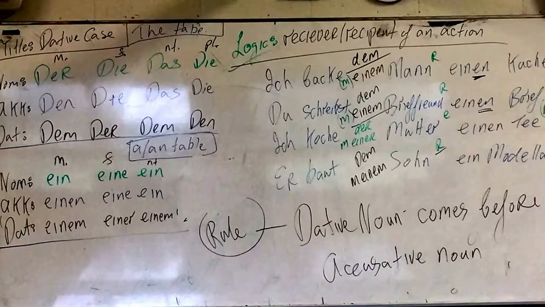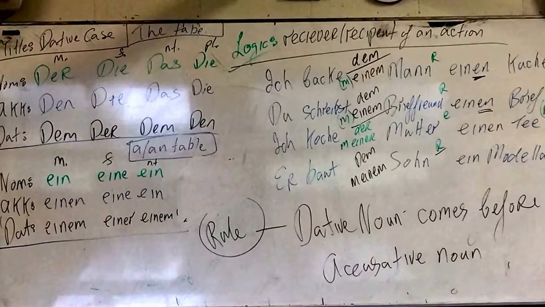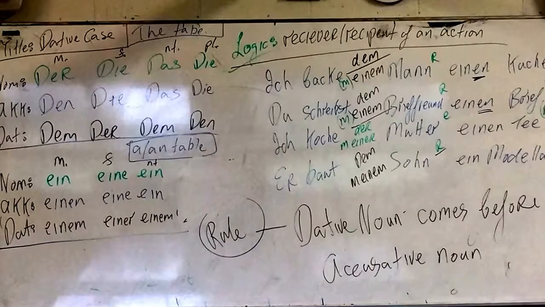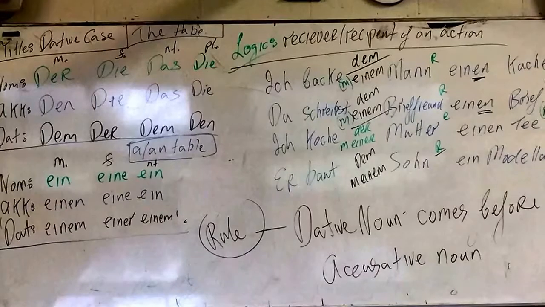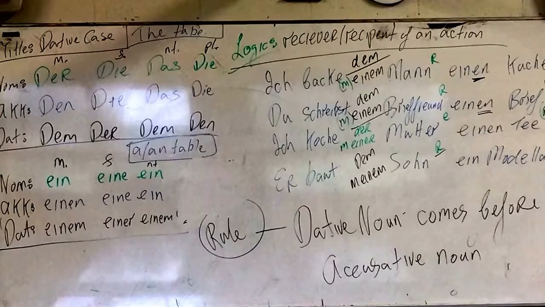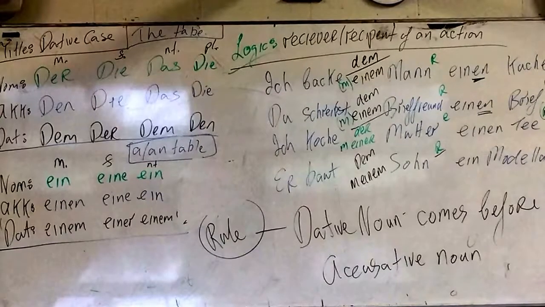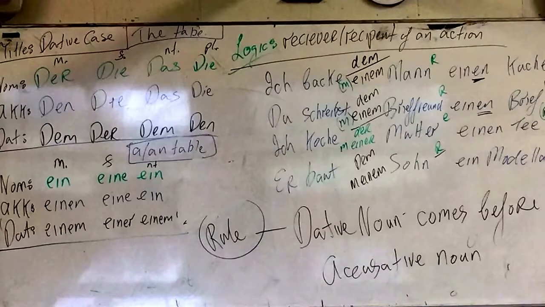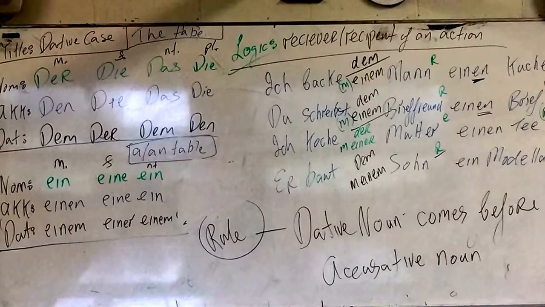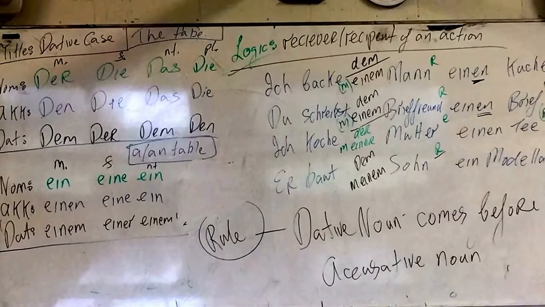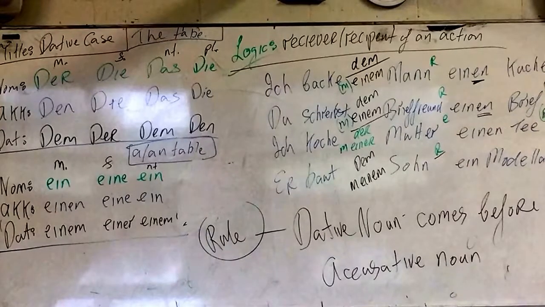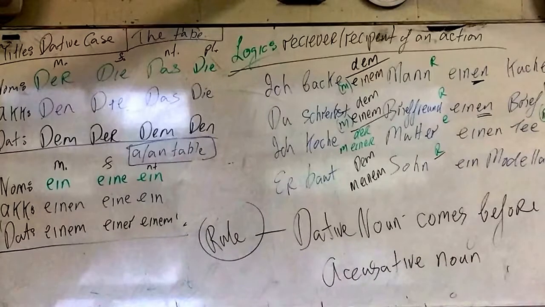Now looking at the examples again, as I said, the logic is the dative case is the receiver or recipient of an action. The grammar rule in German is that the dative noun comes before the accusative noun. So if you look at the first example, ich backe dem Mann einen Kuchen. That reads, I bake a cake for the man. Or I bake the man a cake.